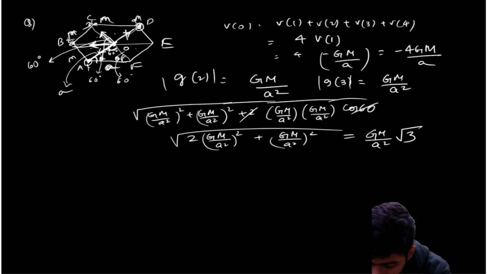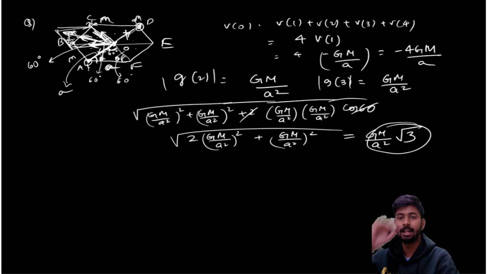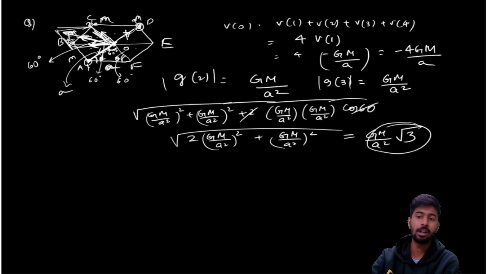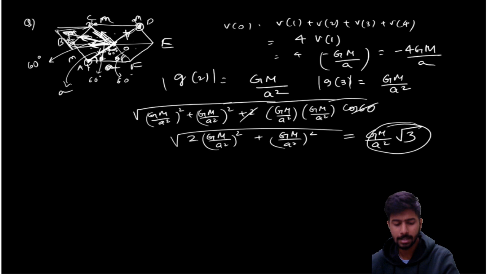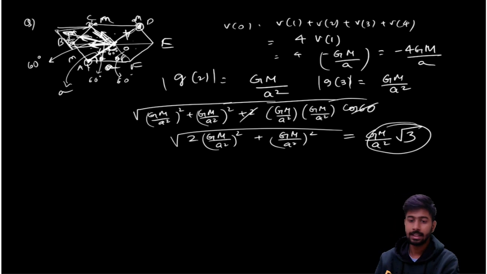And what is its direction? Its direction is, form a parallelogram using this and this as the edges. The diagonal of this parallelogram is the direction of this field, right? The diagonal of the parallelogram formed by these two edges. It's simply vectors, basically, nothing else.